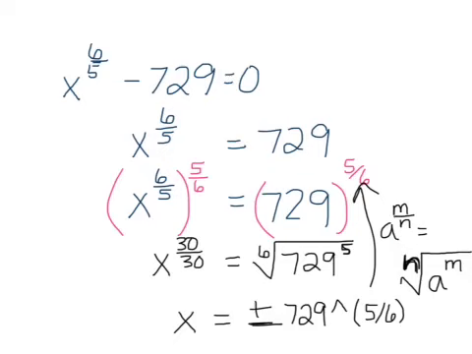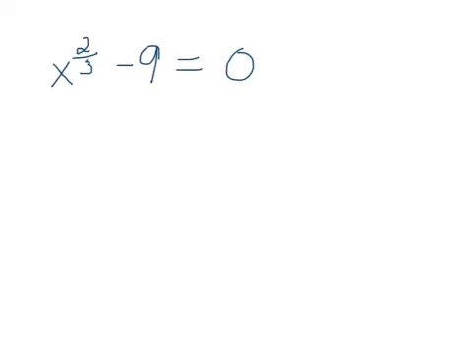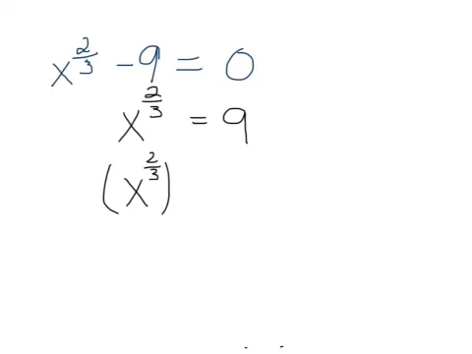So let's try one more example. Here, same idea, move your constant to the other side. And to get rid of that exponent, we're going to raise both sides of our equation to the reciprocal power. So we're going to raise both sides to the 3/2 power. On the left hand side, we'll have x to the 6 divided by 6, which leaves us with just x.